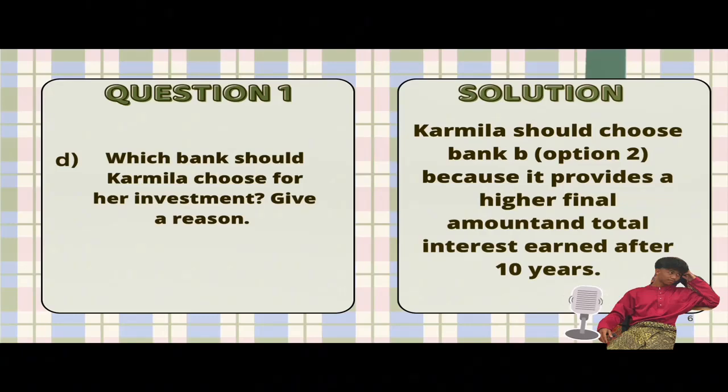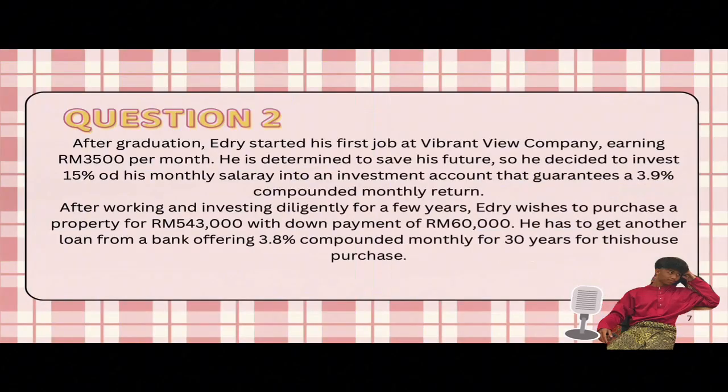Let's move on to the next question, which is question 2. Question 2 is about annuity. After graduation, Adri started his first job at Vibrant View Company, earning 3,500 ringgit per month. He is determined to save for his future, so he decides to invest 15% of his monthly salary into an investment account that guarantees a 3.9% compounded monthly return.